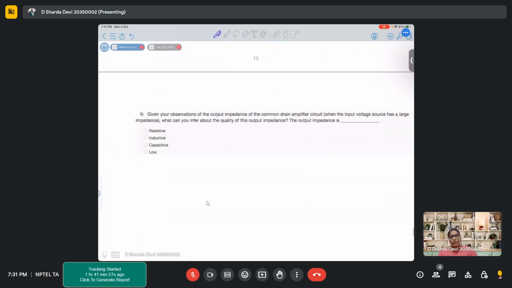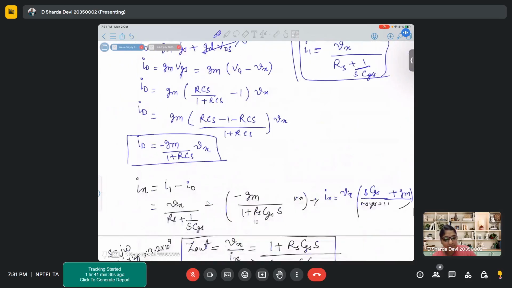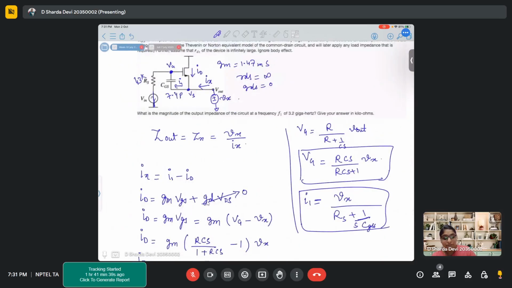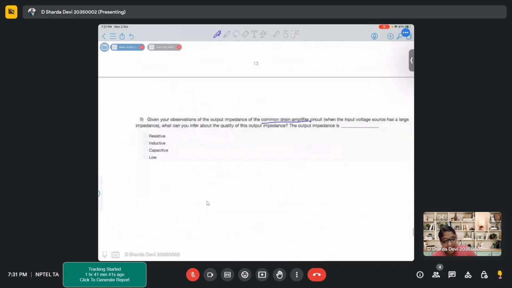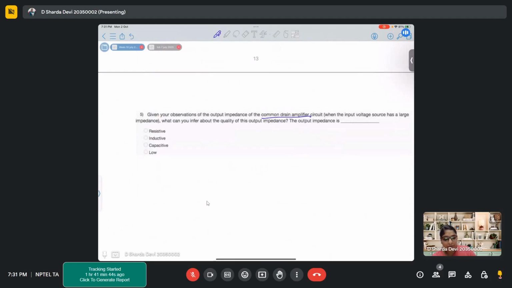Now moving on to this problem. Here for the same common drain amplifier, which we were analyzing currently, the question asks: given your observation of output impedance of the common drain amplifier circuits, what can be inferred about the quality of this output impedance? Is the output impedance resistive in nature, inductive in nature, capacitive in nature, or is it a very low value? First of all, what is a resistive behavior?